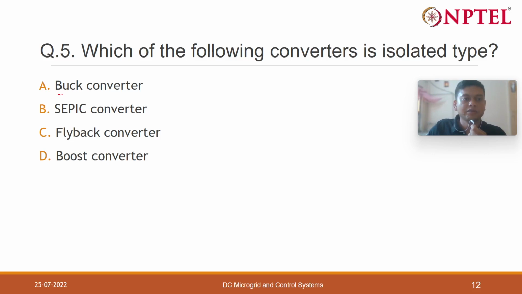So this is one of the commonly used DC-DC converters, a step down DC-DC converter, the buck converter. So it is not isolated type. You can see that non-isolated converter, SEPIC converter, single ended primary inductance converter, that is also a non-isolated type converter, and third one is flyback converter, it is an isolated type converter. So the correct answer is C. And fourth one is boost converter, it is also a non-isolated converter, that is a step up DC-DC converter.